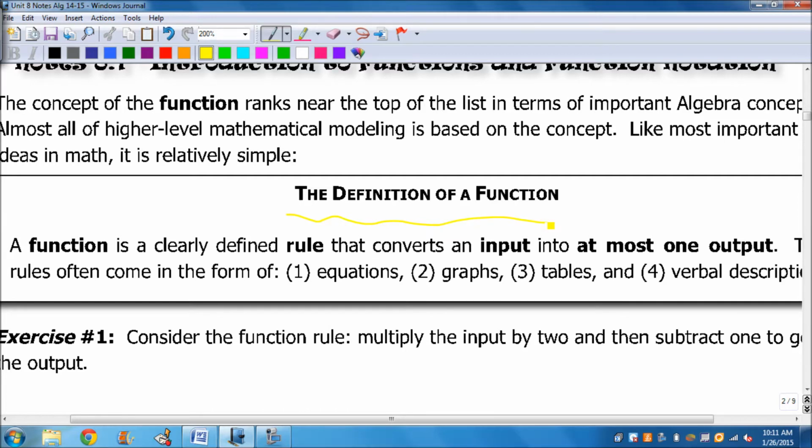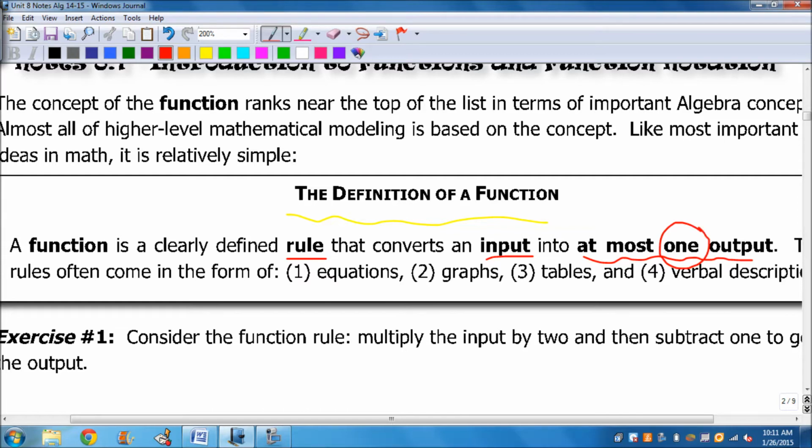A function is a clearly defined rule. So it's important that it's a rule that converts an input into at most one output. These rules often come in the form of either equations, graphs, tables, or verbal descriptions, or a combination of any of the four things. So the most important thing you need to understand is that each input can only have one output, no more than that.